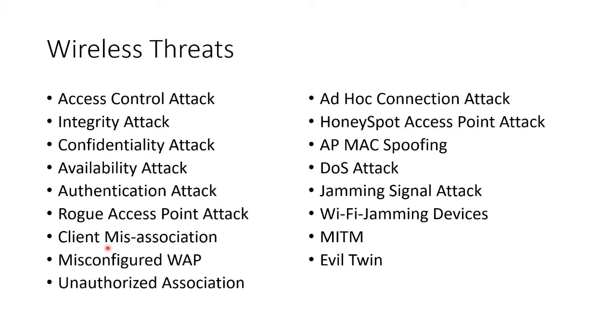We could misassociate a client so that they connect to a twin, an evil twin, a rogue. We could misconfigure the WAP unintentionally, unknowingly. We could have unauthorized associations with WAPs that we don't want to. We could have attacks against ad hoc connections, meaning my laptop, your laptop, or my phone, your phone, without the access point. We could have attacks against a honeyspot, which is basically a honeypot, but a Wi-Fi honeypot.